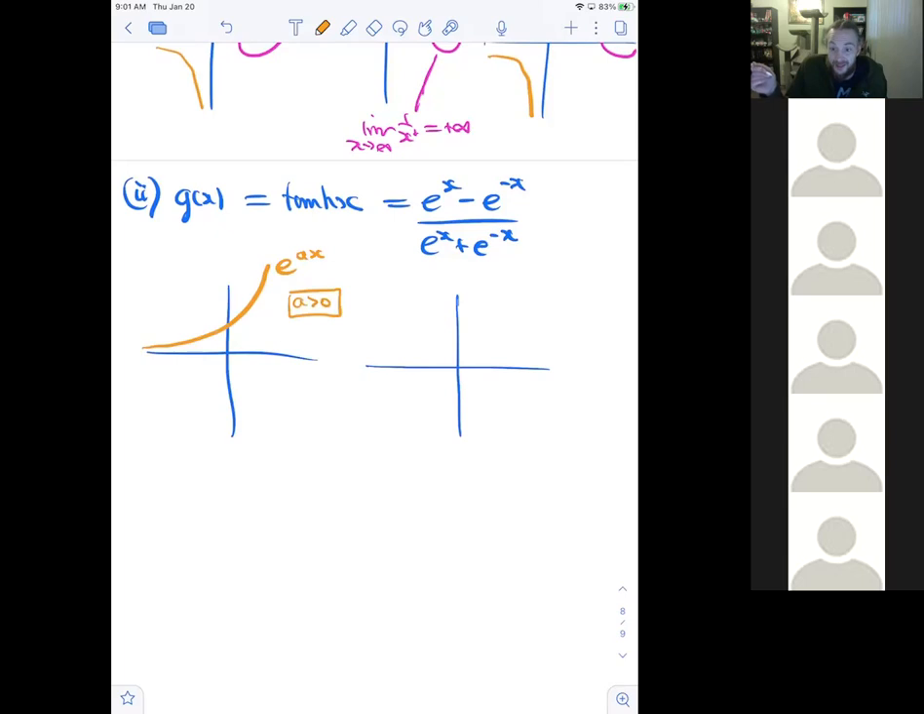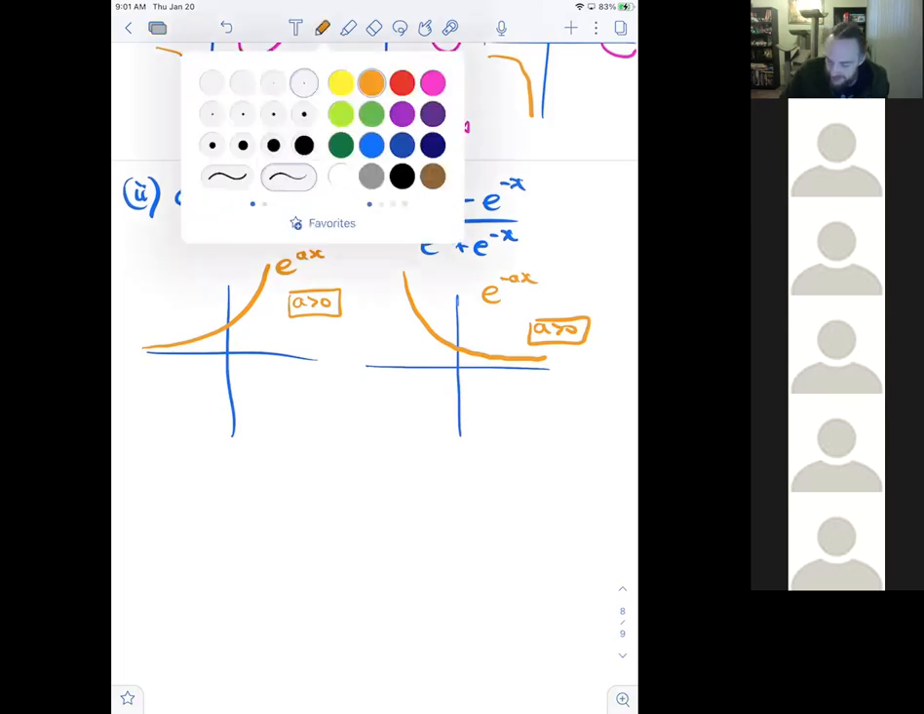If a is a positive number, then e to the ax does that. And if a is a positive number, e to the negative ax does this. I don't care what the value looks like, and it doesn't matter what the base is. It can be any base as well. But what is that telling us?